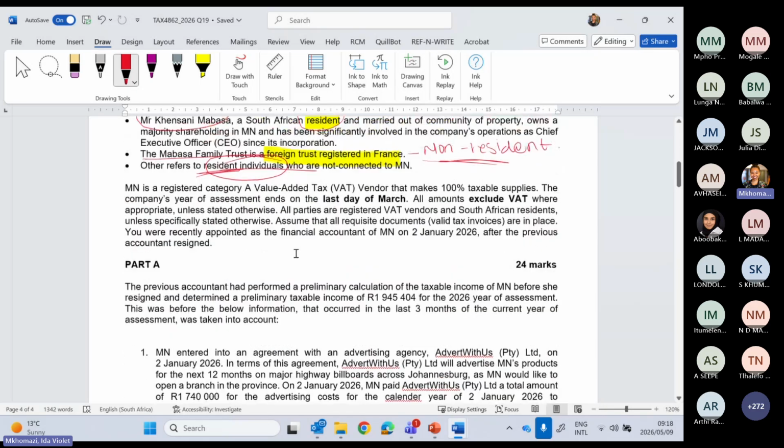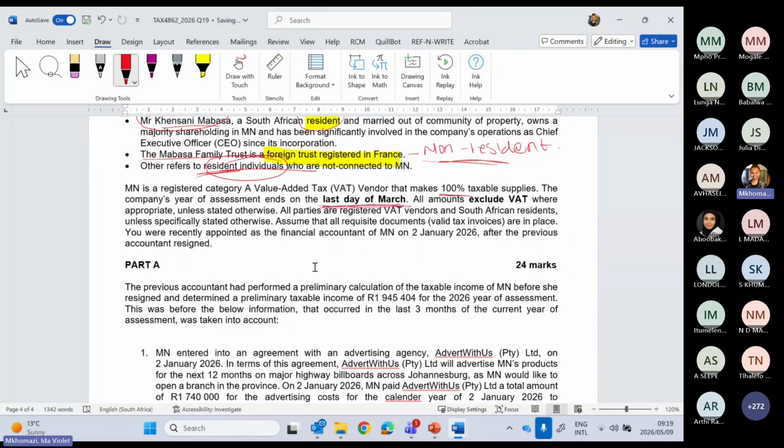If we go on further, it says that MN is a registered Category A VAT vendor. They make 100% taxable supplies, so you don't need to worry about VAT apportionment. It says that the company's year of assessment ends on the last day of March.